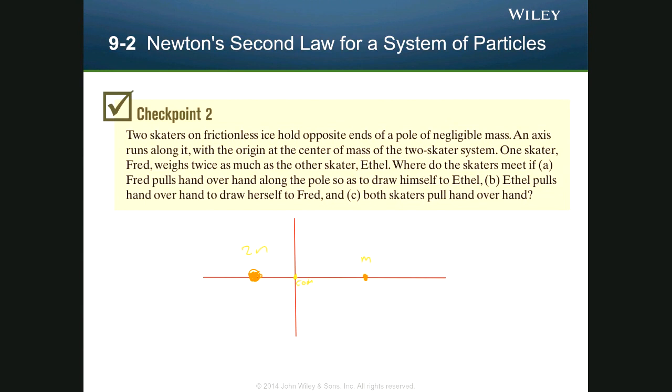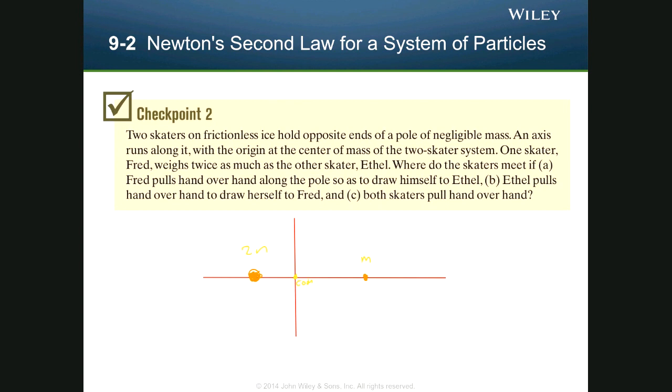Artin. Yes. So Fred moves and Ethel is not moving on the A question, correct? No, Fred is pulling. It doesn't say Ethel's not moving. Okay, so if one moves and the other is not moving, then the center of mass is moving also. Nope. If one is moving and the other not, nope, that is not correct.